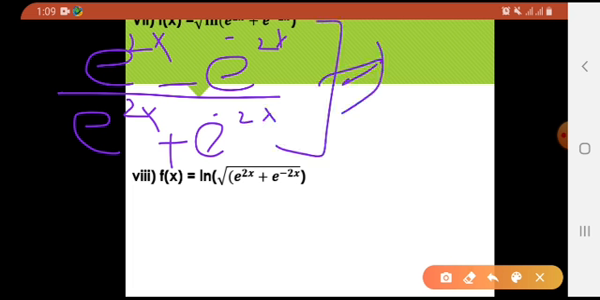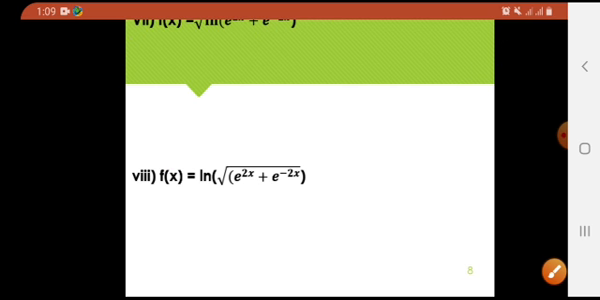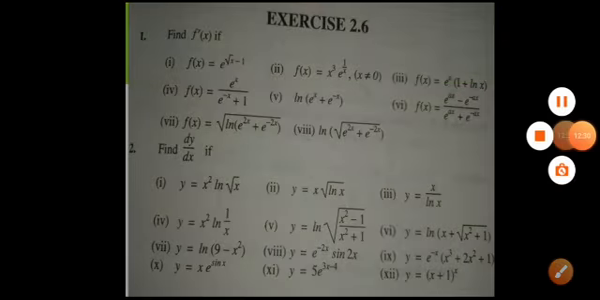Whose formula is this? We just discussed this. It was tan hyperbolic of 2x. So this would be the answer of this question. Okay, this is important for MCQs also, it can come in short answers too. That's it. Let us go to the exercise now.